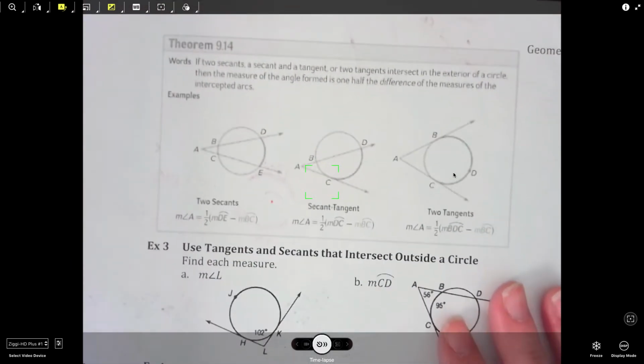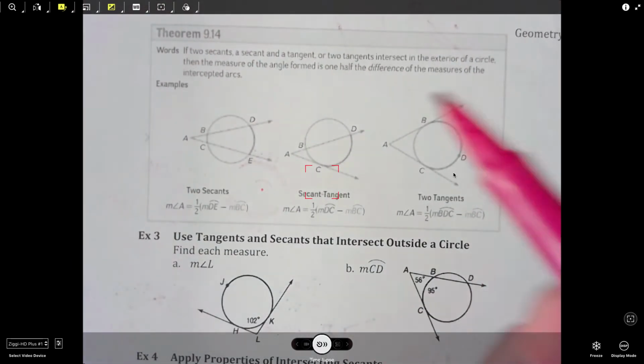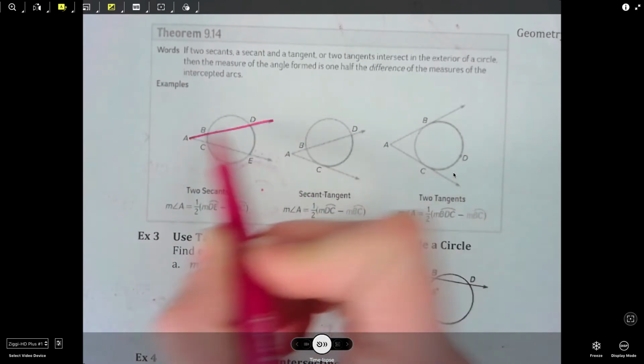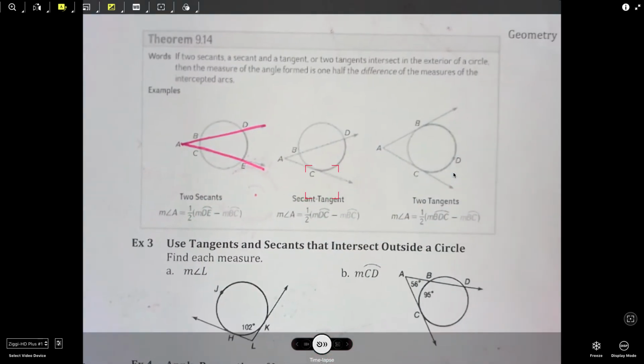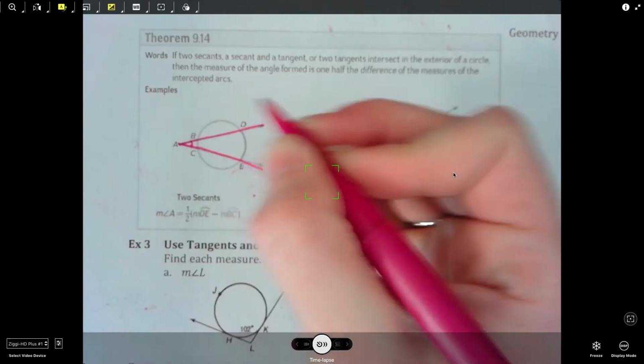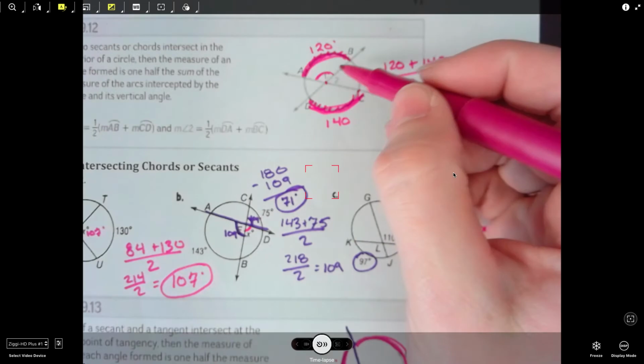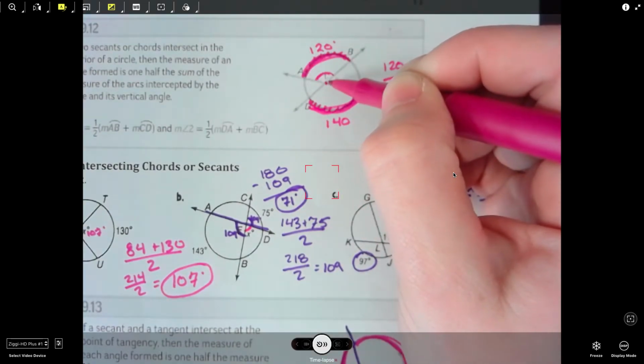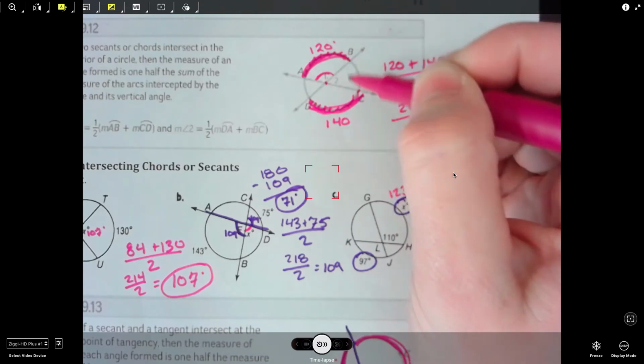So this last theorem says that if I have a secant line that is attached to another secant line, which is making this angle outside of the circle. Okay, I'm going to flip back to the front side and we'll show you why that's different. Over here I had two secant lines that were intersecting and making a cross inside of the circle. Those two, you added them together and divided by 2.